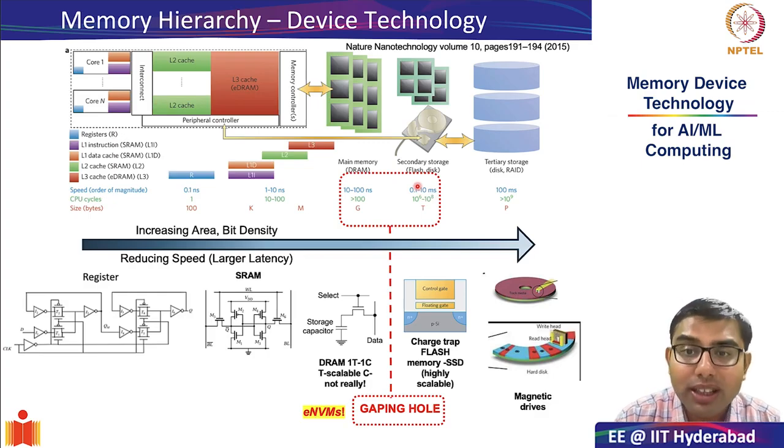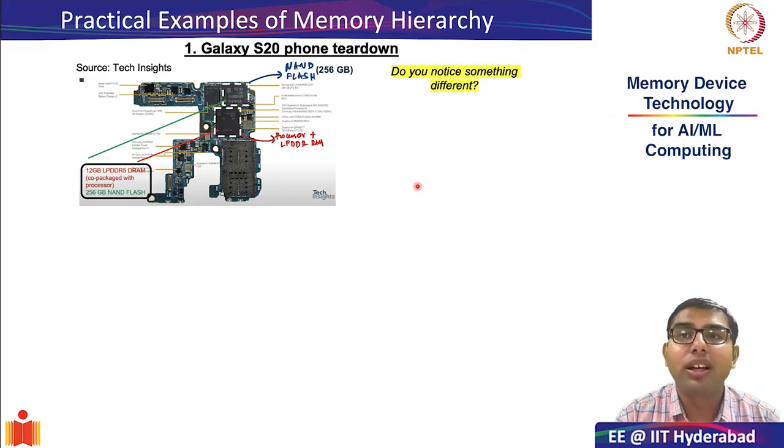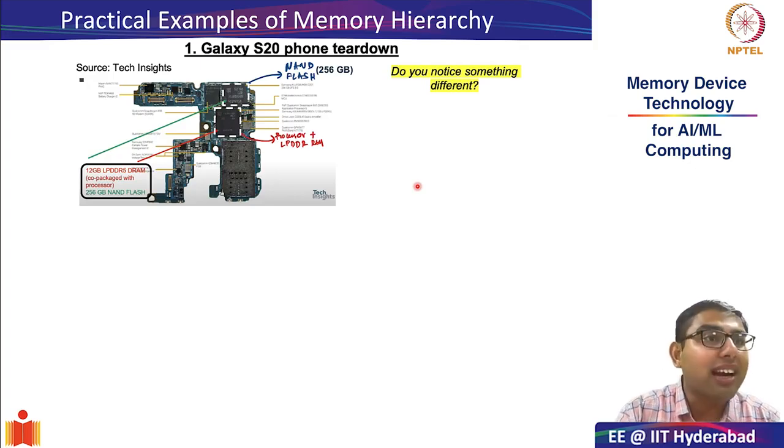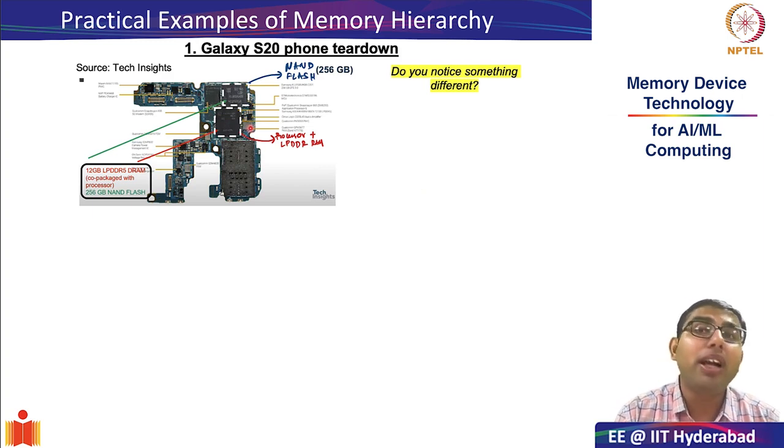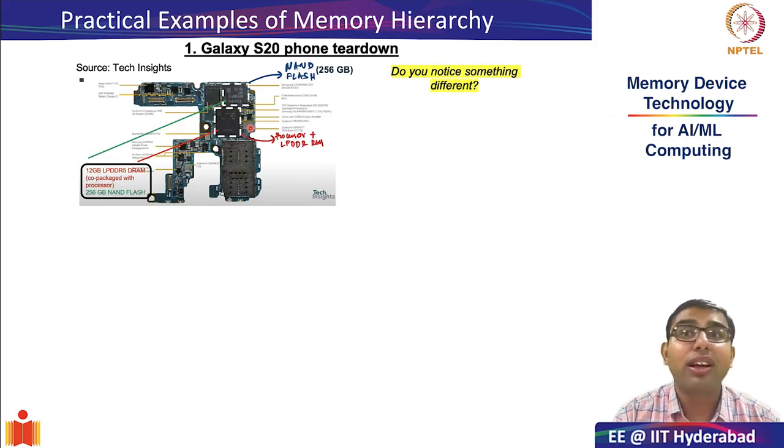Okay. So with this, let us move forward and look at two practical examples of how the memory hierarchy is being implemented in consumer electronics, not just normal consumer electronics, but two specific examples of high-end consumer electronics. So we look at the actual implementation of the memory hierarchy and the concepts we have been studying in the phones and laptops that you are using.